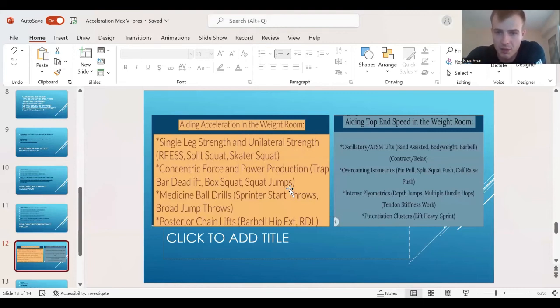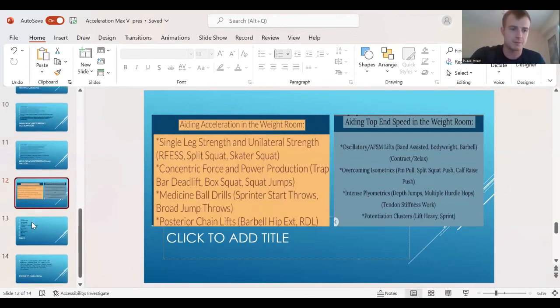And then intensive plyometrics: step drops, step jumps, multiple hurdle hops, working on eccentric rate of force development, reactivity with the ground, and tendon stiffness work. And then potentiation clusters, stuff to just develop the nervous system, right? Lift something heavy, sprint, lift something heavy, jump, then sprint. You know, give our nervous system a super potent stimulus in hopes of developing.